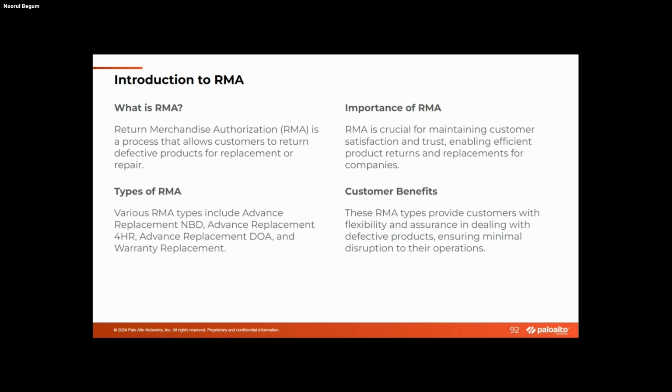There are a couple of types of RMAs. They include advanced replacement next business day, which is NBD, advanced replacement 4 hour, advanced replacement date on arrival, and of course warranty support slash standard, or warranty replacement as we call it. The benefits of RMA: these RMA types provide customers with flexibility and assurance in dealing with defective products, ensuring minimal disruption to their operations.